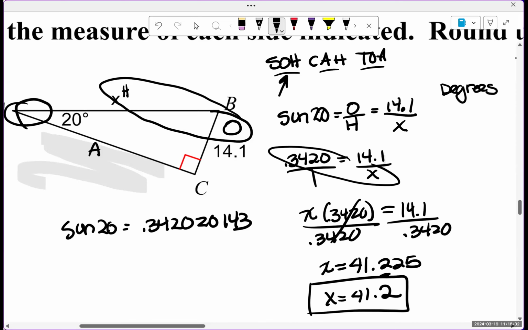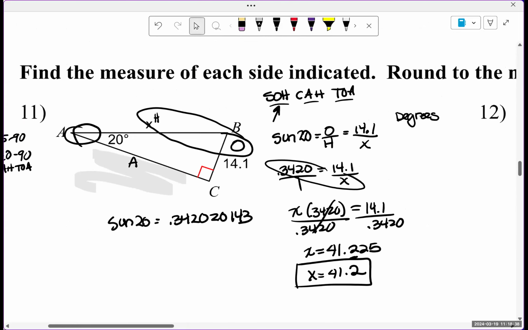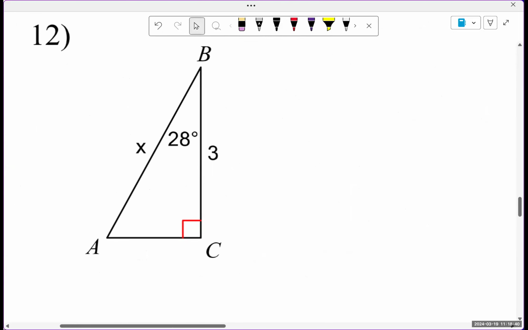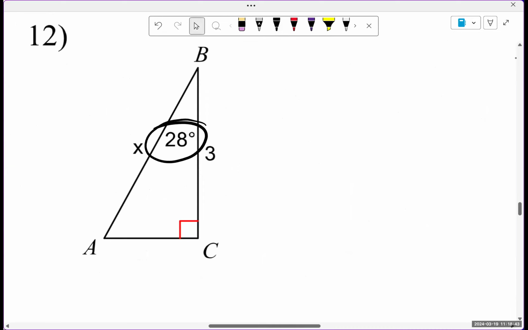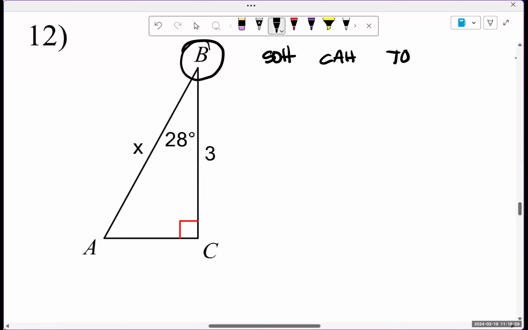So we choose the method, in this case SOHCAHTOA. Write our equation and solve. Notice, can I use 30, 60, 90? Nope. Can I use Pythagorean theorem? Nope. And that 28 actually goes up there. It didn't really fit very well. SOHCAHTOA. Label the hypotenuse, label the adjacent leg, and label the opposite leg.